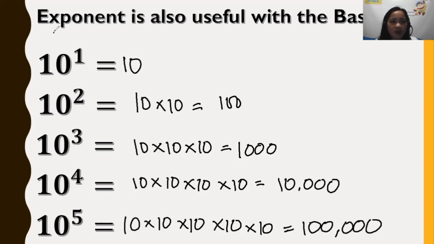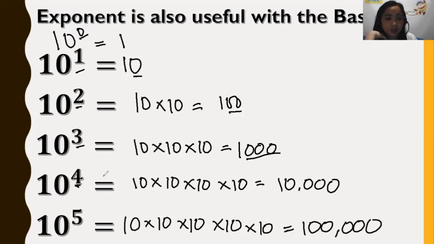Or if we have here 10 raised to 0, what is the answer? Always 1. So dito pa lang makikita nyo na madali kapag ang base niya ay 10. So look at the exponent here. 0, wala siyang 0. 1, may isang 0. 2 ang exponent, may dalawang 0. 3 ang exponent, may tatlong 0. 4 ang exponent, 4 ang 0. 5 ang exponent, 5 ang 0.